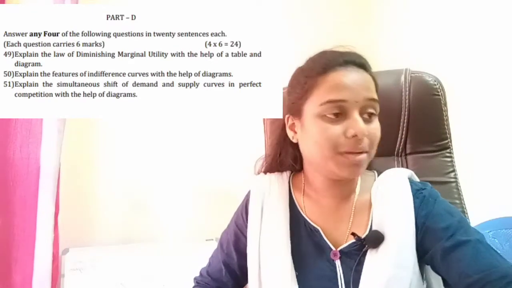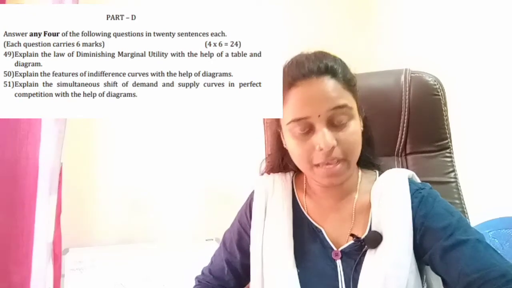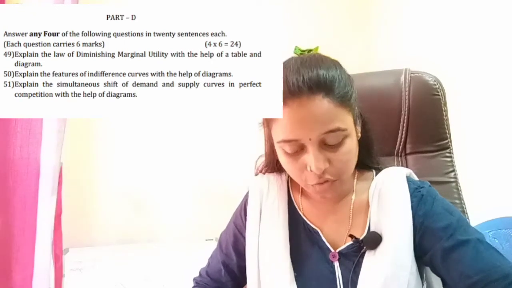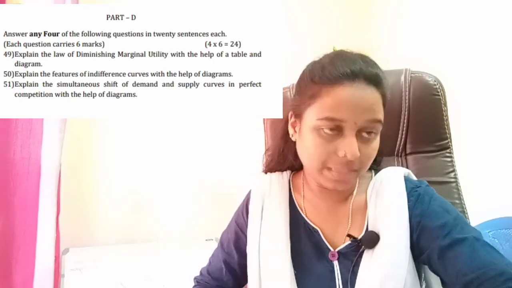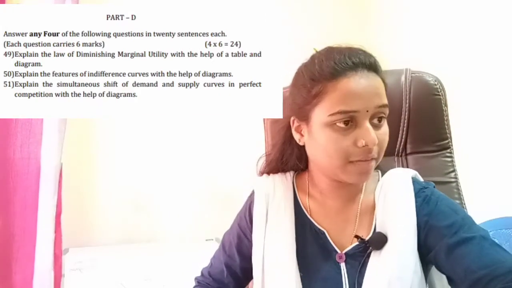So the second question, that is features of indifference curve, that was also from theory of consumer behavior. Then simultaneous shift of demand and supply, which chapter is that from? That is from the market equilibrium, correct? So that was from market equilibrium chapter.